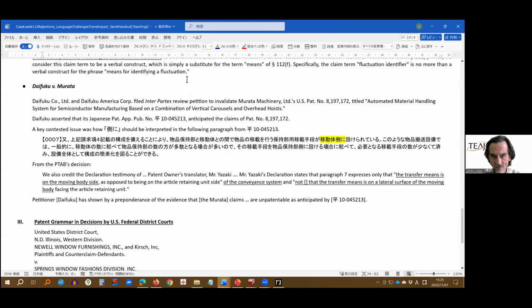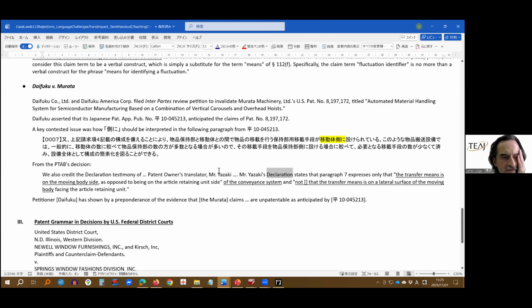And then Murata also had its own translator give a different opinion, as a countermeasure against Daifuku's opinion. And as I say here, a key contested issue was how "gawa ni" should be interpreted. Mr. Yazaki, Yazaki-san, was their translator. He submitted, meaning the attorneys for Daifuku.